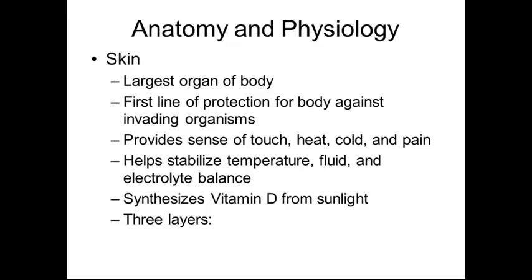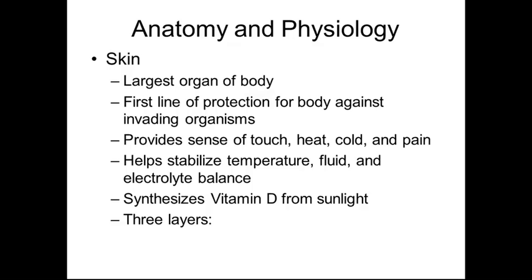Anatomy and physiology of the skin. The skin is an example of a cutaneous membrane and is the largest organ of the body. Some of the functions of the skin are: the skin is the first line of defense. It protects the body against invading organisms. It also provides a sense of touch, such as heat, cold, and pain. It helps stabilize temperature, fluid, and electrolyte balance, and it also synthesizes vitamin D from sunlight.